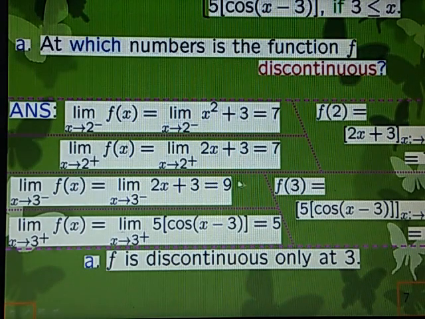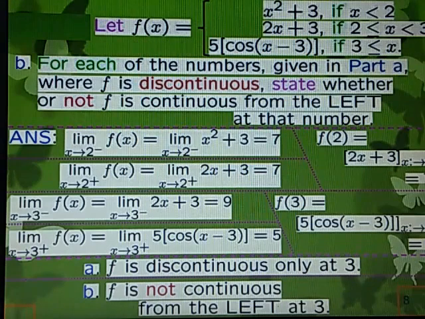So what do we see? These three are not equal. Two things are equal: the value of the function at the point and the right-hand limit. But the left-hand limit is not equal. So we can say 3 is the point of discontinuity. Now that the point of discontinuity is obtained, this will help us in getting the conclusion for part B and part C also. So we will only check the left of 3 and the right of 3.